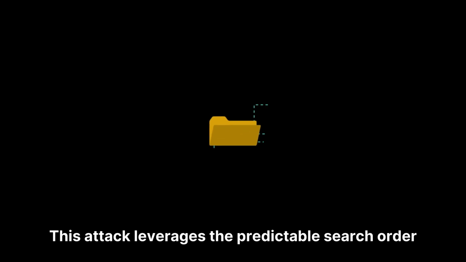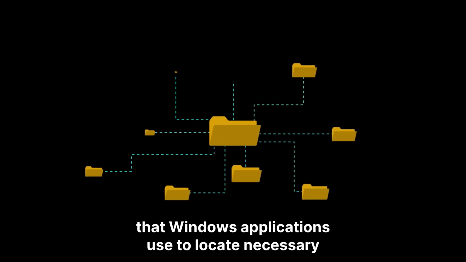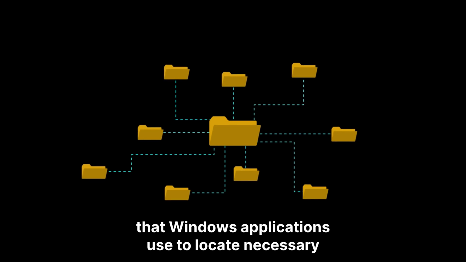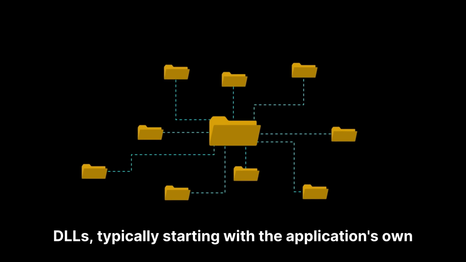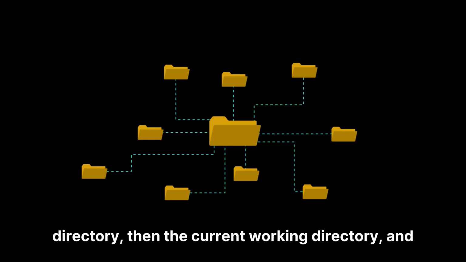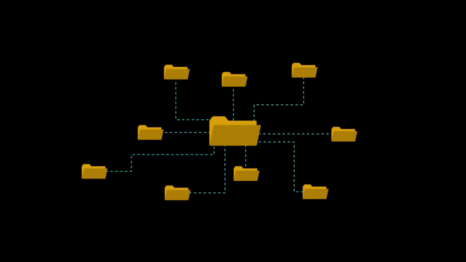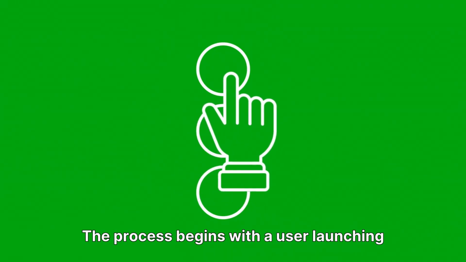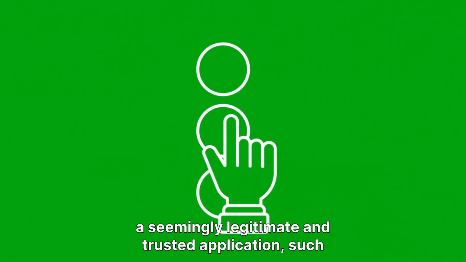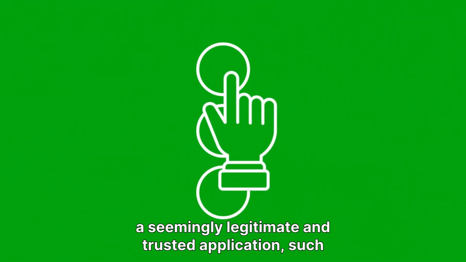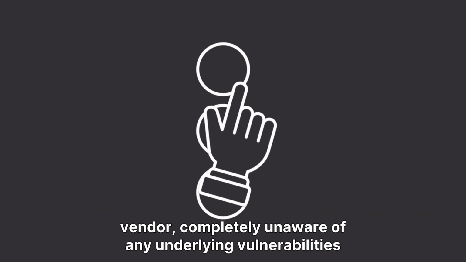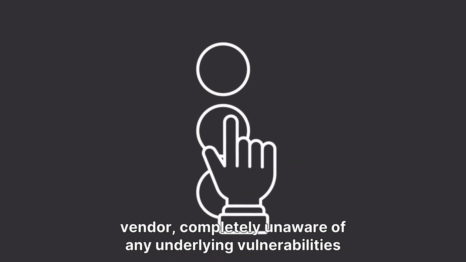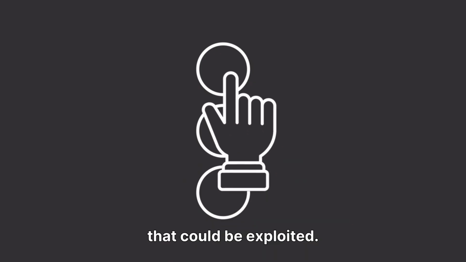This attack leverages the predictable search order that Windows applications use to locate necessary DLLs, typically starting with the application's own directory, then the current working directory, and proceeding to system folders like System32. The process begins with a user launching a seemingly legitimate and trusted application, such as a signed executable from a reputable vendor, completely unaware of any underlying vulnerabilities that could be exploited.